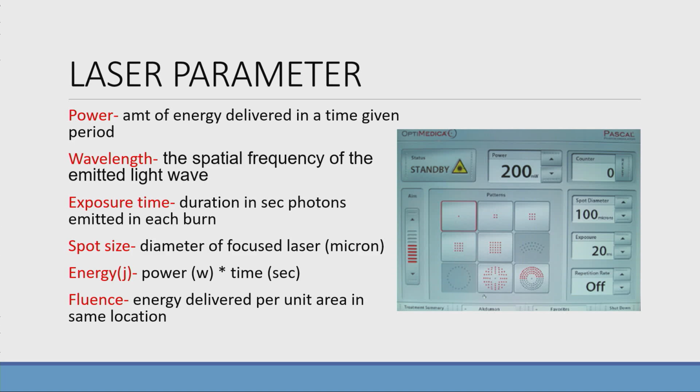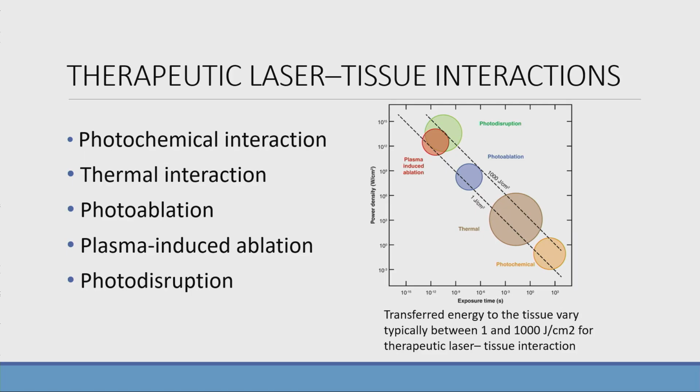Coming to the laser parameters which are of importance: power, which is the amount of energy delivered in a time period; wavelength; exposure, the duration in seconds photons are emitted; spot size, the diameter of the laser; energy, power into time; and fluence, that is the energy delivered per unit area in the same location. That is very important in the case of the recent low fluence PDT and half fluence, which helps to minimize the collateral damage.